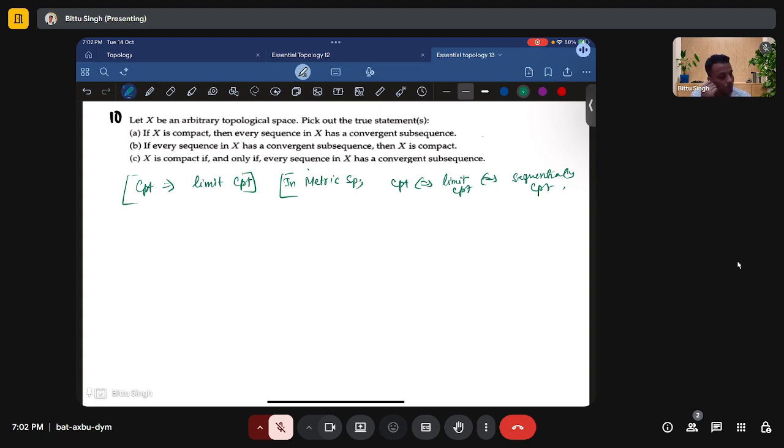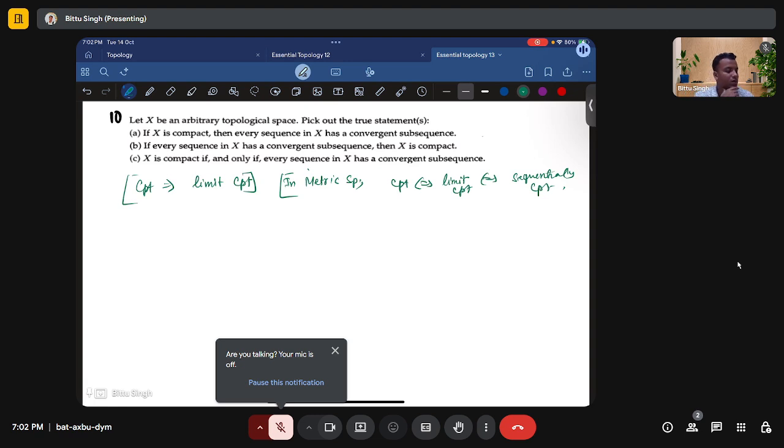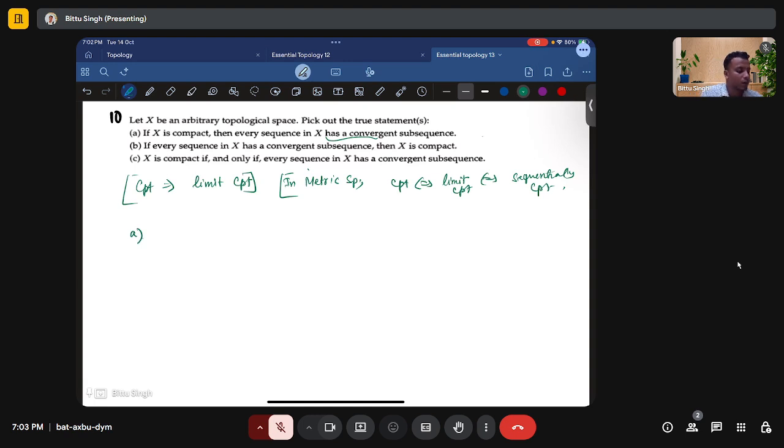If X is compact, then every sequence in X has a convergent subsequence. That means X is sequentially compact. So this is not true. Compact may not imply sequentially compact. So consider R with the cofinite topology. We have already observed this is a compact topological space.